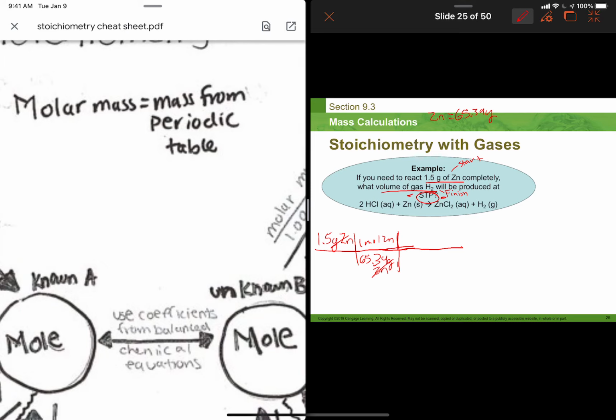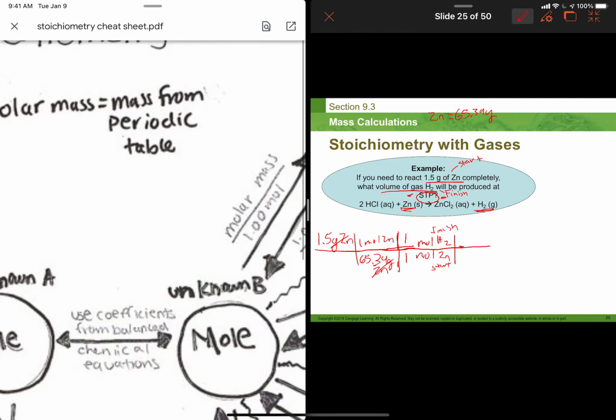Now we're going to do mole to mole. Remember, in mole to mole conversions, the unit that we want to finish with always goes at the top, and the unit that we want to start with always goes at the bottom. We started with zinc, so zinc is at the bottom. We want to finish with H2, so H2 has to be at the top. And we're going to use the coefficients. For H2 we don't have a coefficient, so that's a 1. For zinc, we also don't have a coefficient, so that's also a 1.